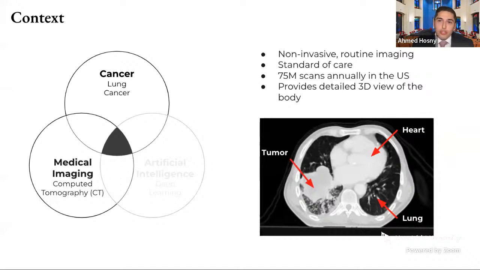The second area is medical imaging. Doctors will use technologies to image inside our bodies, and one of these technologies is computed tomography, or CT. And CT imaging is a routine, and it's a standard part of medical care today. We have around 75 million scans that are performed annually in the US. And CT is very similar to an X-ray, but in three dimensions. And so it provides a good amount of detail into our bodies. Here you see a CT scan of a lung cancer patient together with the lungs, the heart, and the tumor annotated.